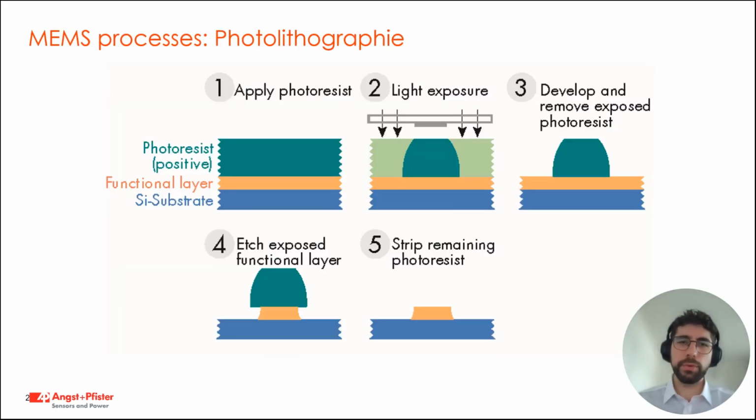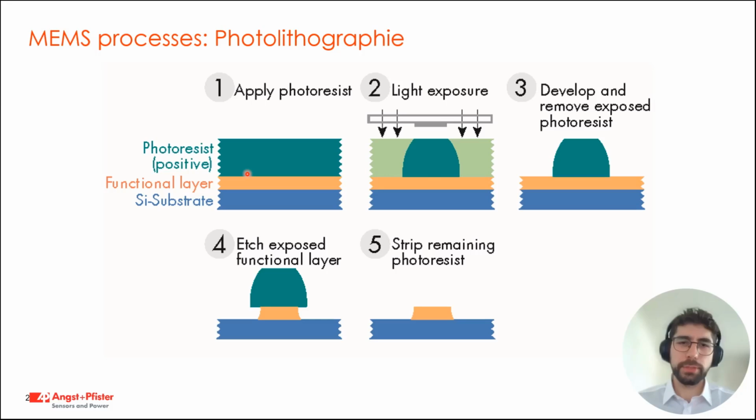Let's now look at photolithography in more detail, as it is one of the most important processes in MEMS production. In image 1, you can see the surface of a silicon wafer in blue. On its surface, a functional layer has already been applied. For example, this could be a metal layer. This layer covers the whole wafer surface. On top of that functional layer, a layer of photoresist has been applied.